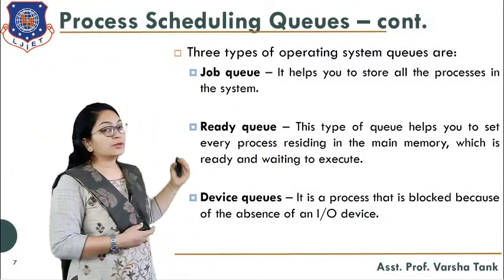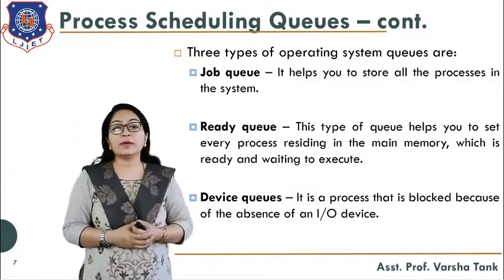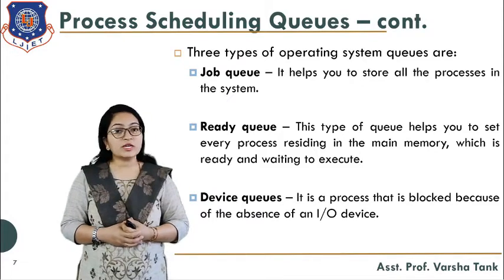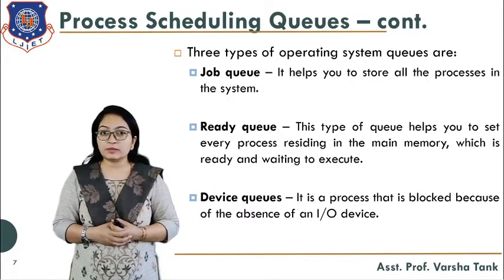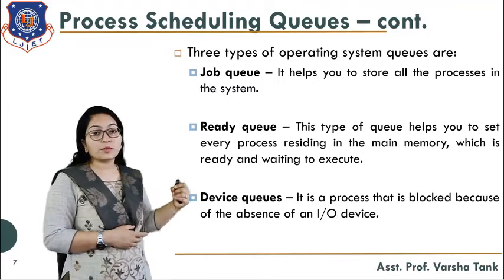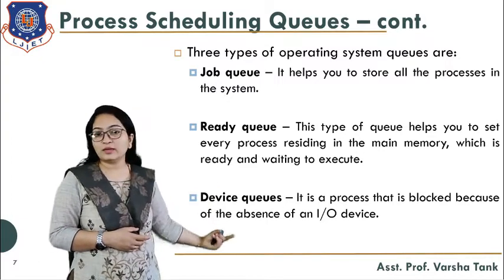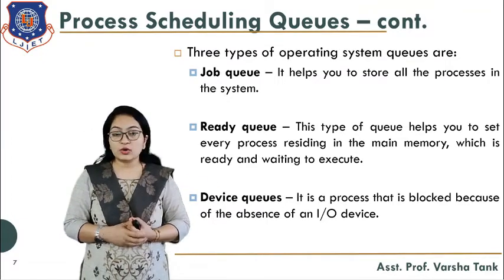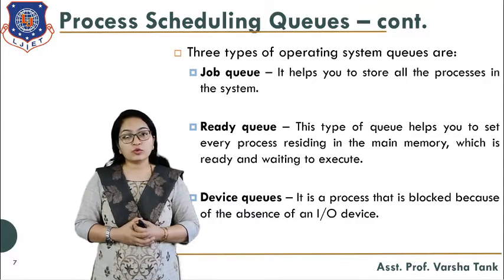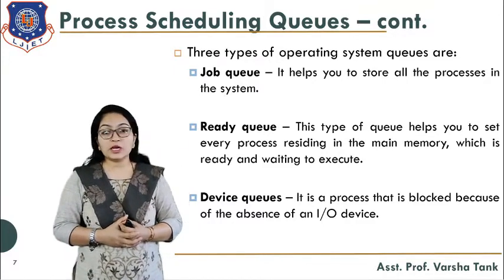Now, next is the three types of operating system queues. Which are those three types of operating system queues? First is a job queue, second is the ready queue, and third is a device queue. Okay, so total three types of queue. Now, what is the meaning of this queue?